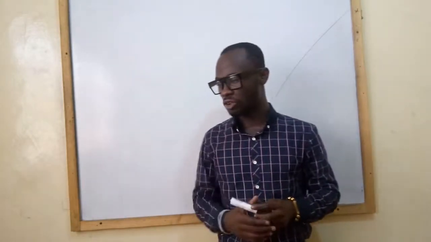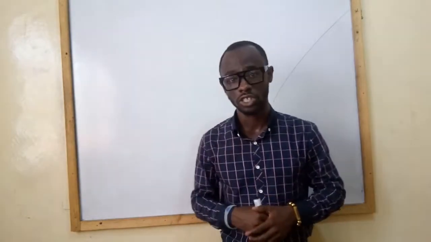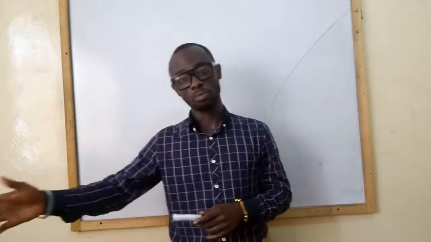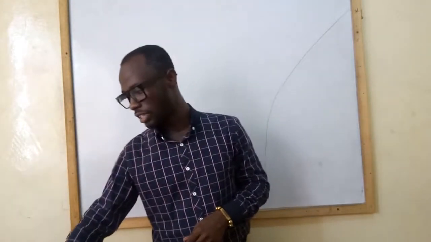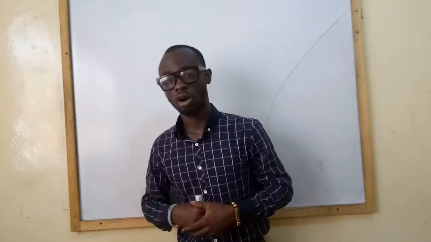Then equity and inclusiveness. This is where the organization must provide equal opportunity to all stakeholders and must treat all stakeholders fairly. Then issues about transparency, I've already spoken about that. Then symptoms of poor corporate governance.